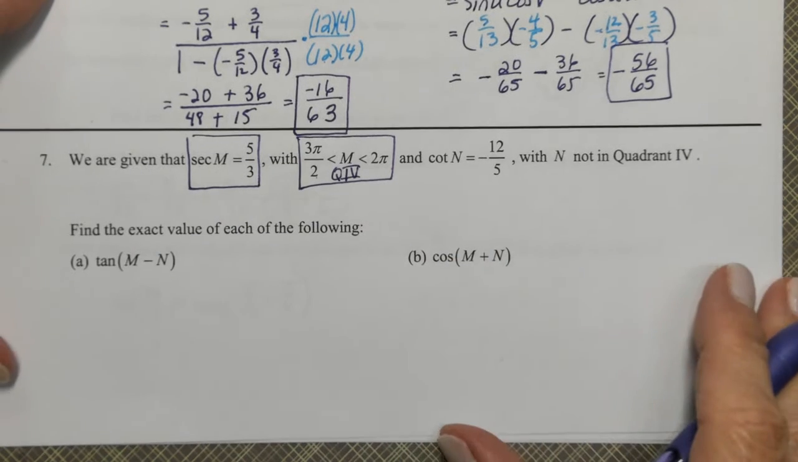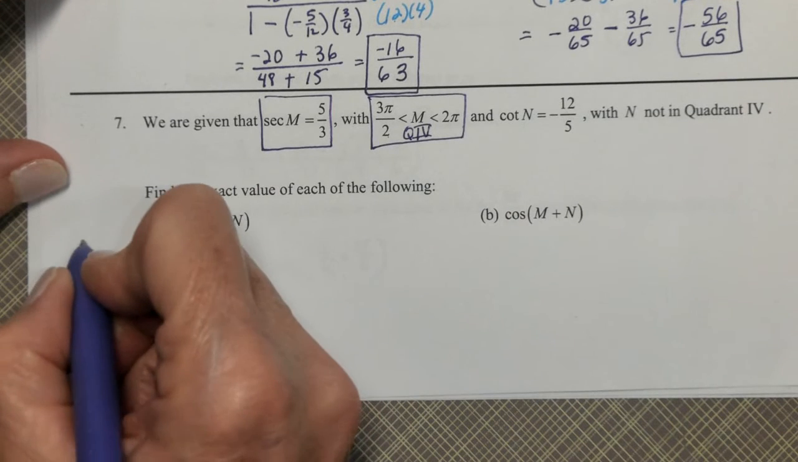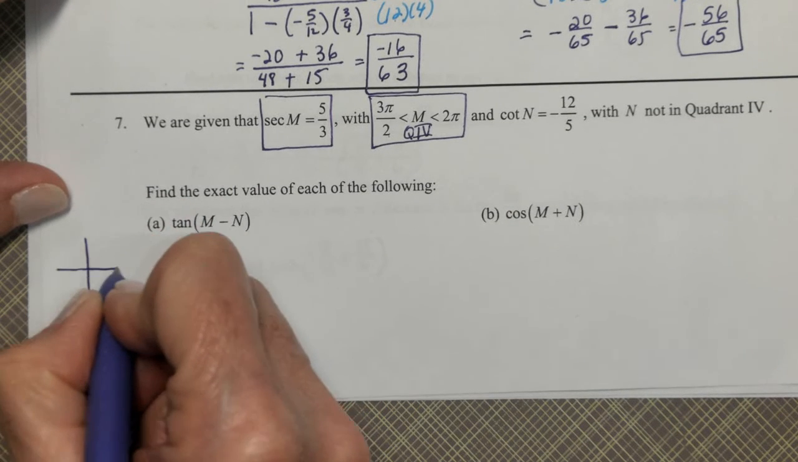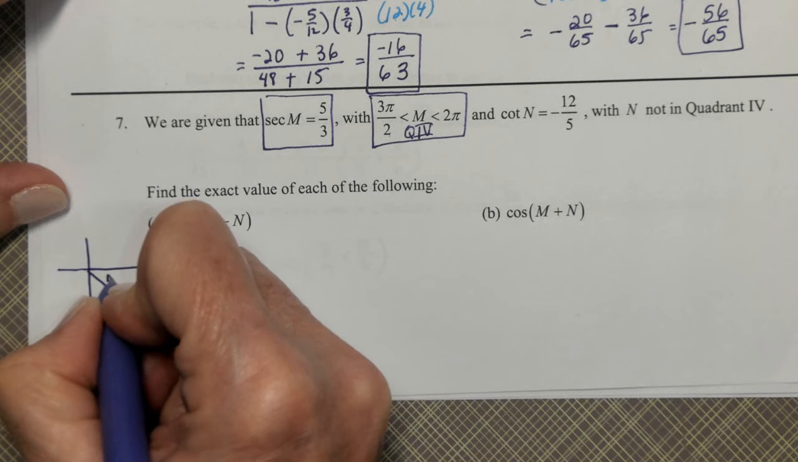I'm trying to find the best spot to put it. I don't have a lot of extra room, so I'm going to put it over here. Quadrant 4. This will be angle M.